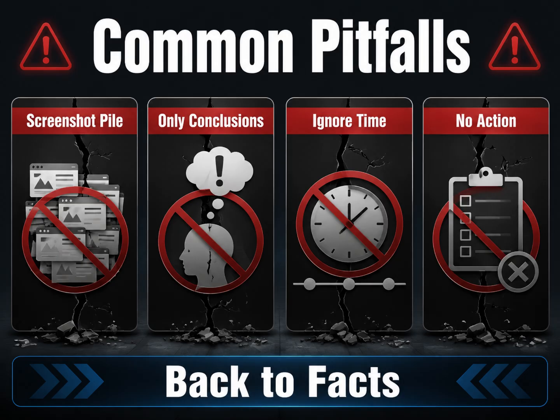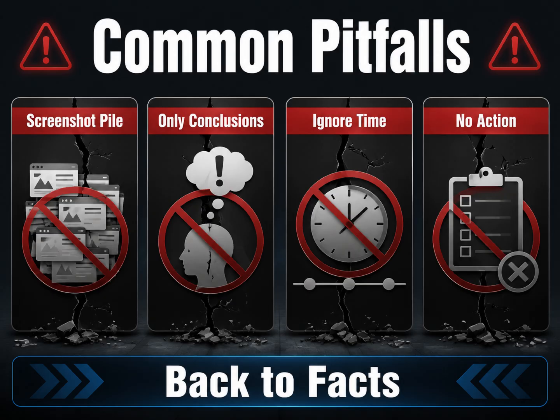A lot of reports look polished but still fail on basic logic. One common problem is the screenshot pile. The folder is full, but the evidence is repetitive or low quality. Another is mixing old and new material as if they belong to the same moment. A 3-year-old lawsuit and a current hiring page do not mean the same thing. A third problem is repeating a claim many times and mistaking repetition for proof. The fix is simple. Go back to facts, context, and relationships.